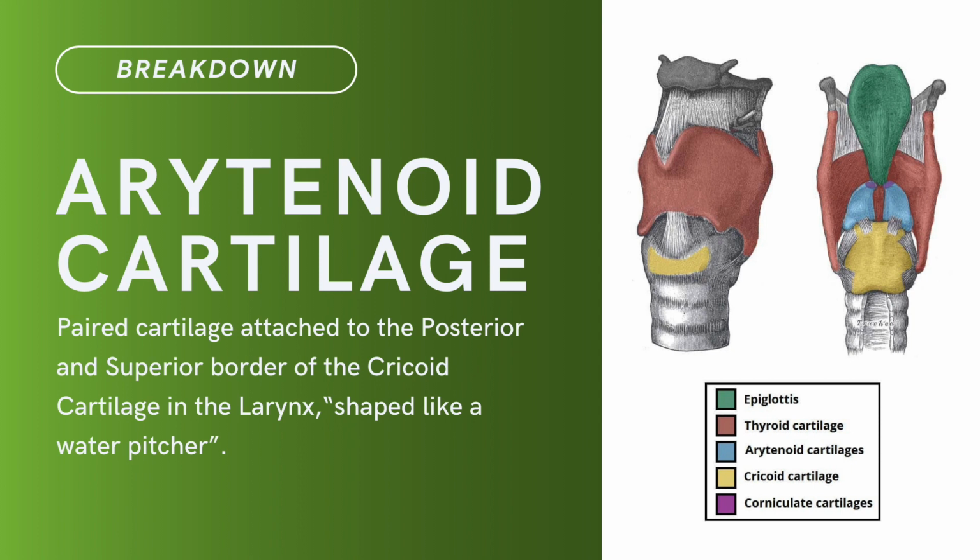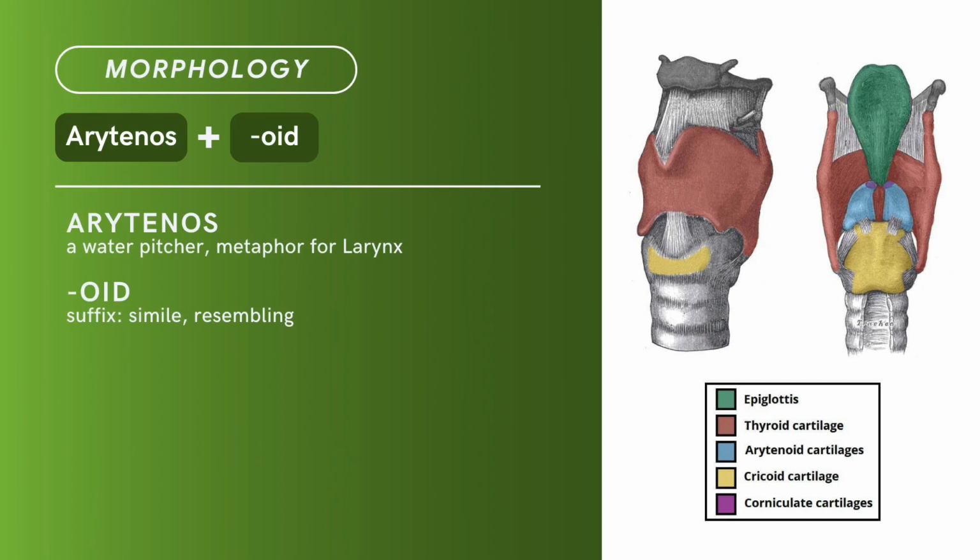Compound term, arytenoid cartilage. Brief definition, paired cartilage attached to the posterior and superior border of the cricoid cartilage in the larynx. The larynx is shaped like a water pitcher. Term morphology, compound of arytena plus oid. Arytena means a water pitcher, a metaphor for the larynx. Oid is a suffix denoting simile or resembling. There you have it, compound term, arytenoid cartilage.